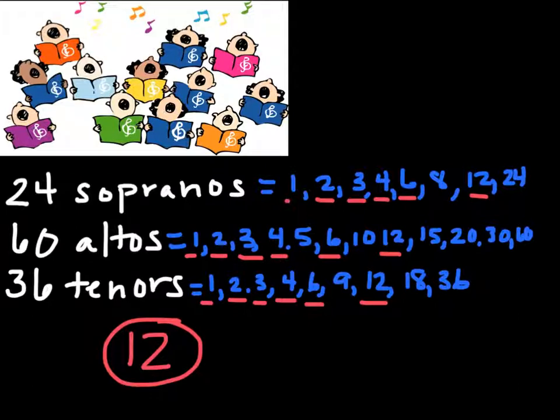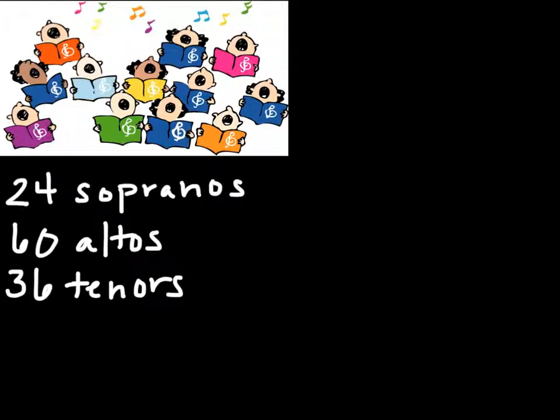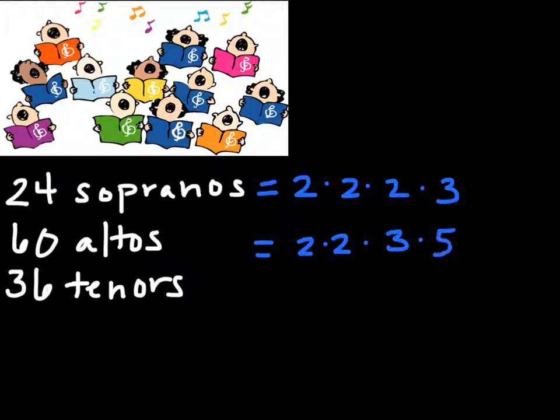Now let me show you method 2 for identifying the greatest common factor. In method 2, we'll write the prime factorization of each number. The greatest common factor is the product of the common prime factors. For example, the prime factorization of 24 is 2 times 2 times 2 times 3. The prime factorization of 60 is 2 times 2 times 3 times 5. And the prime factorization of 36 is 2 times 2 times 3 times 3.